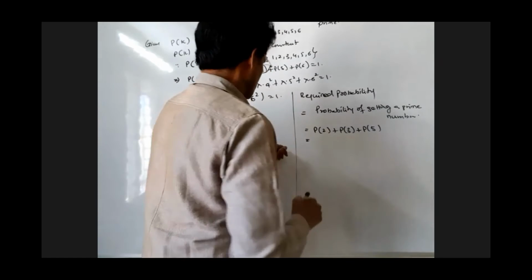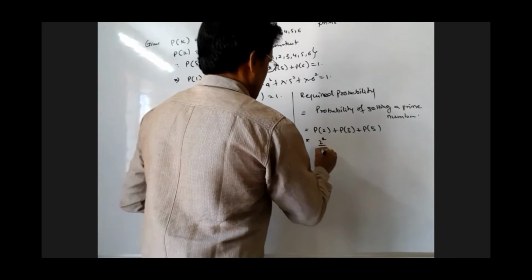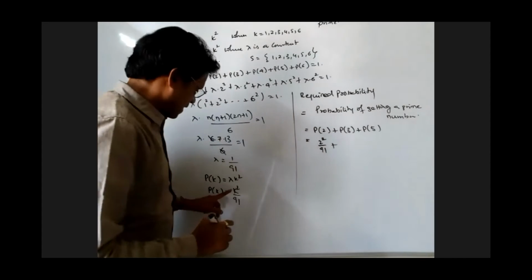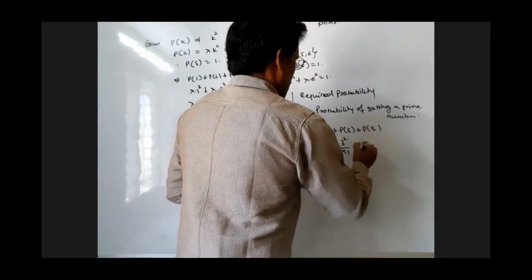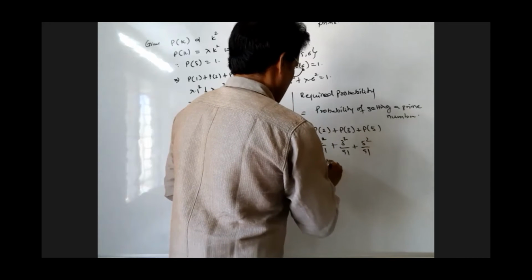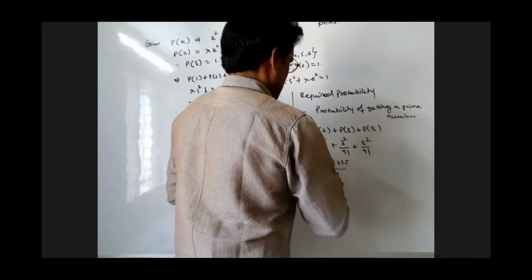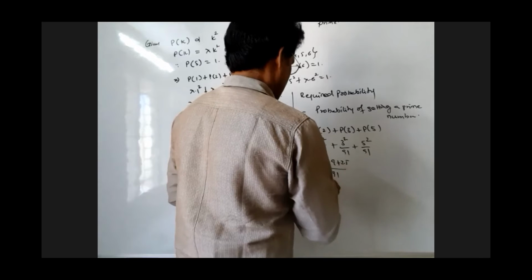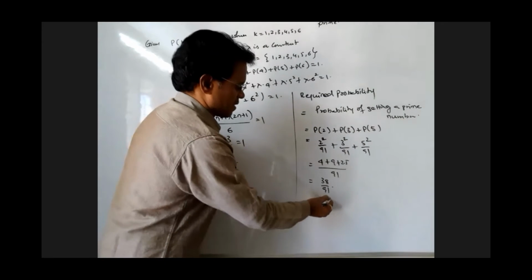So now probability of 2, my dear. What is probability of 2? 2 square by 91. Probability of 3 is, my dear, 3 square by 91. And probability of 5 is what? 5 square by 91. That is 4 plus 9 plus 25 by 91, my dears. That is how much? 38 by 91. This is the required probability.